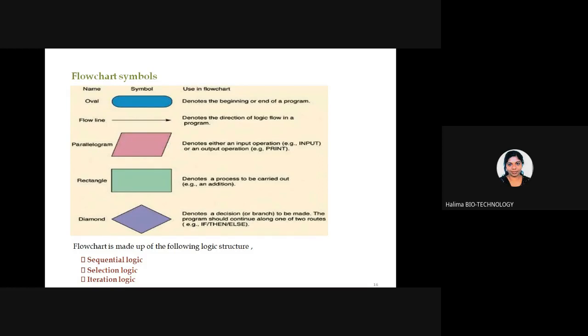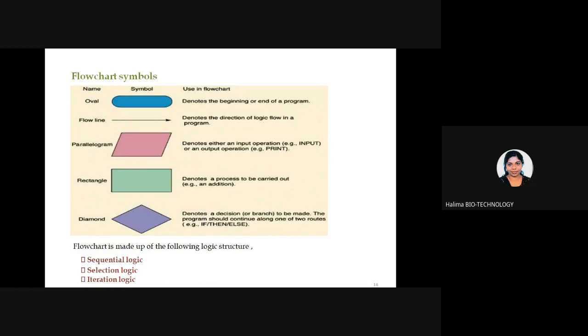So all that will come inside your rectangle. That is a process of the entire program, so that has to be denoted in your rectangle. The diamond shape is mainly used for if statement, if else statement, and if then statement, mainly for if.